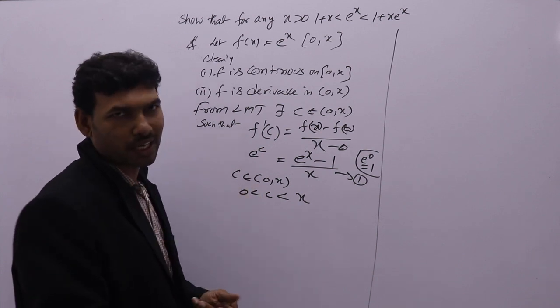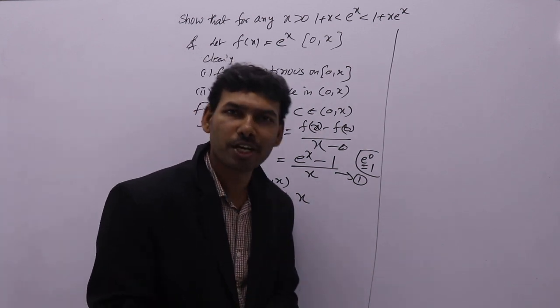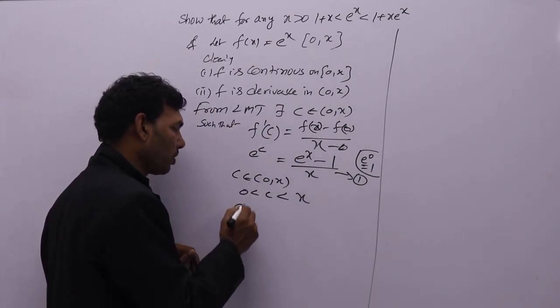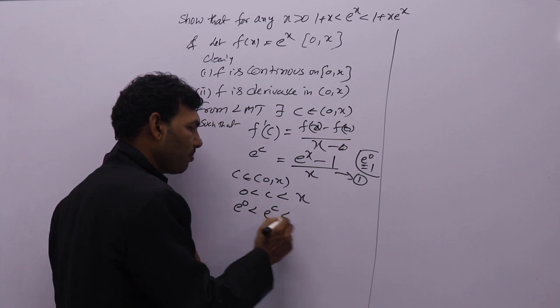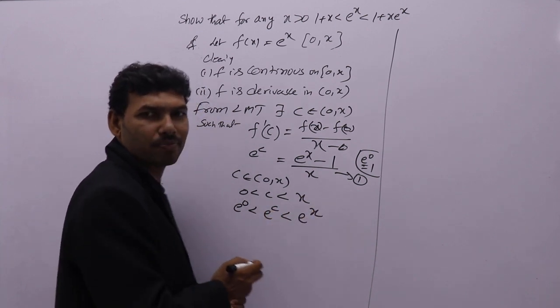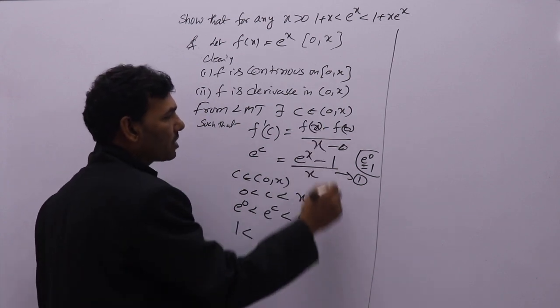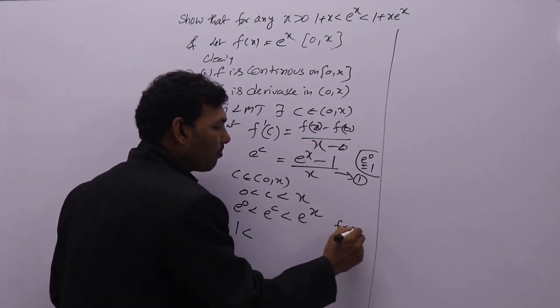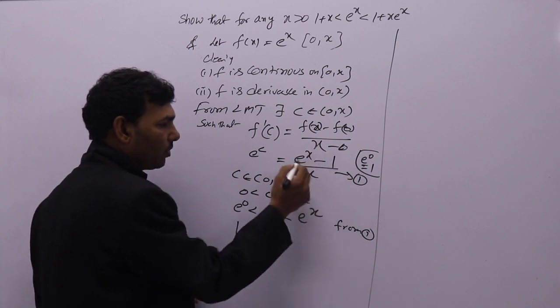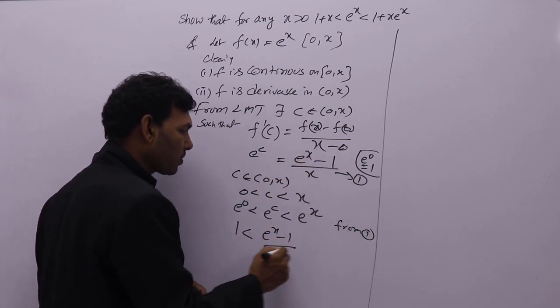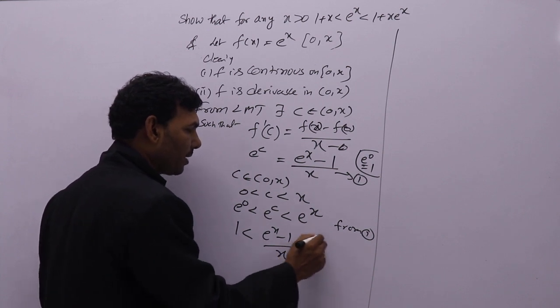It won't become greater than. Less than becomes greater than if you multiply with a minus sign, or if you take the reciprocal. So now take e power 0. e power 0 is less than e power c, which is less than e power x. e power 0 is 1, so 1 is less than, and you can substitute in place of e power c this value: e power x minus 1 by x is less than e power x.